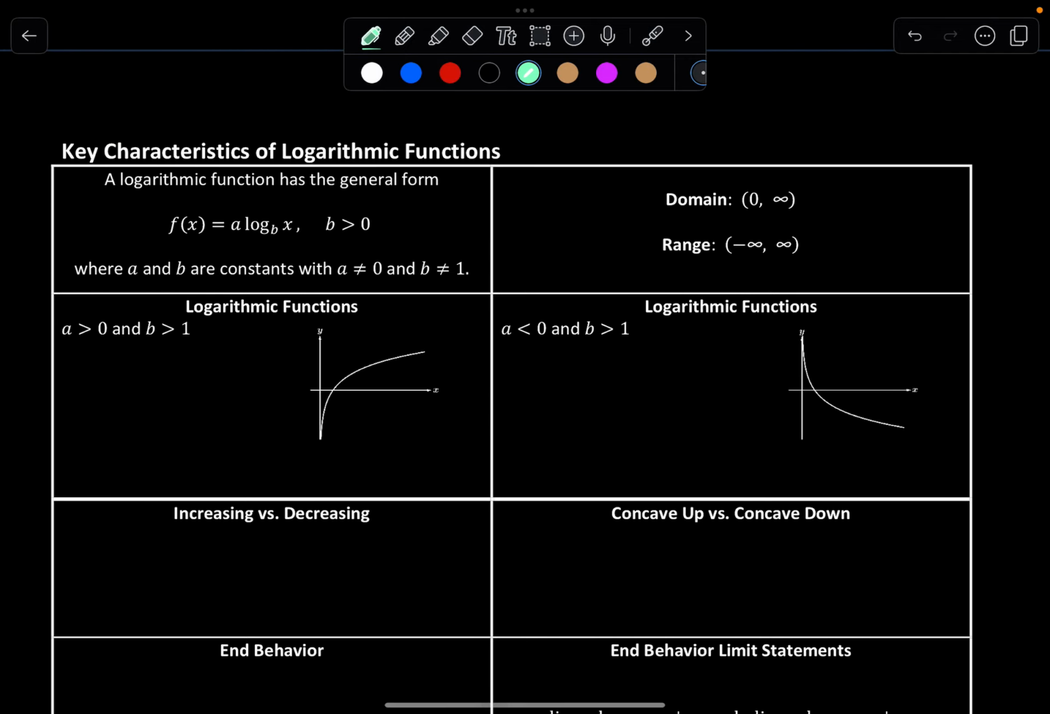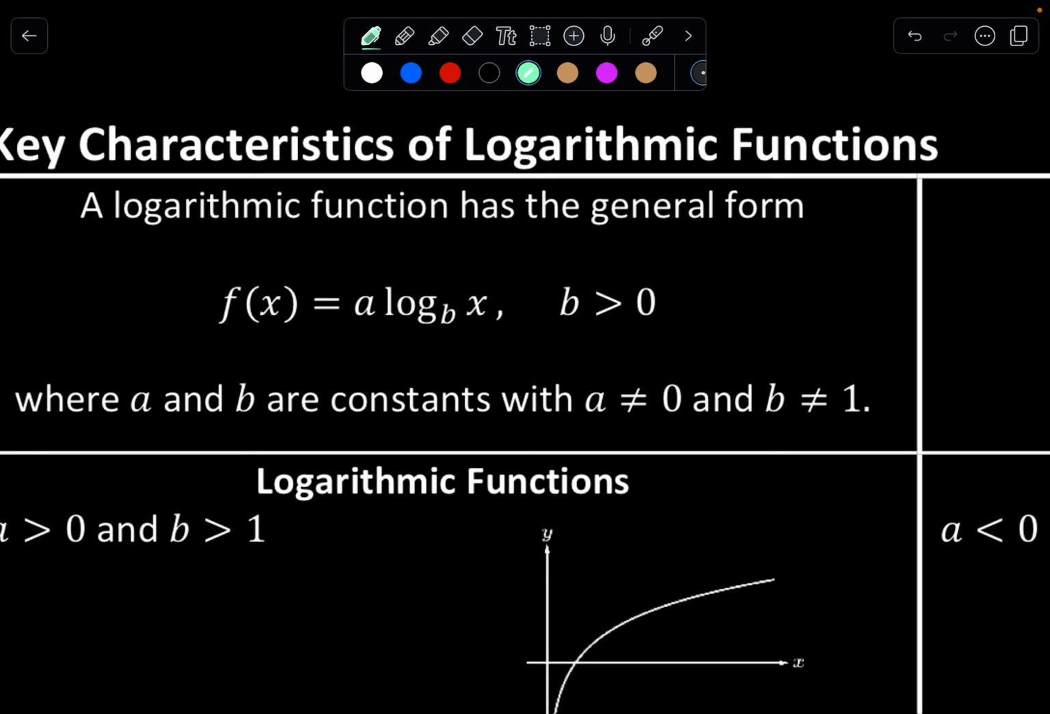So this is the second topic in Unit 8 for logs. It is the key characteristics of logarithmic functions. So if we look at this, we have our general form. We have our a value, which is our coefficient, and then we will have the b represent the base, and then our x will represent the argument, okay?